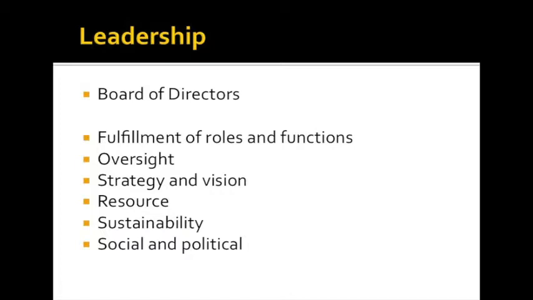And then laid on top of that whole four quadrants is this idea of leadership, and in particular what we were asking people about, or what we heard a lot about, was the board of directors. We did ask some very specific questions about the board, the extent to which the board fulfills key roles and functions around oversight, around strategy, right? A lot of people talk about the extent to which the board supports resource acquisition, the extent to which we're able to get the money that we need.